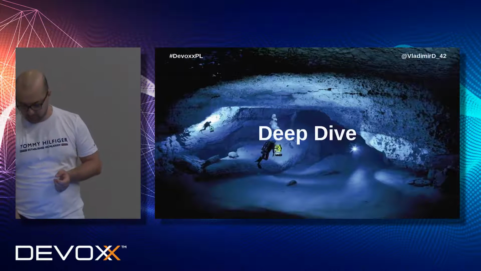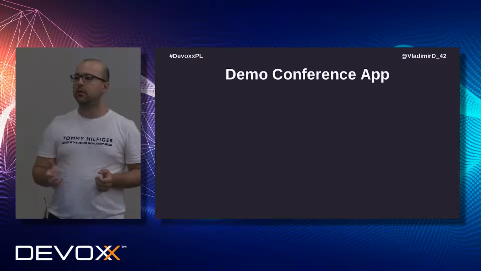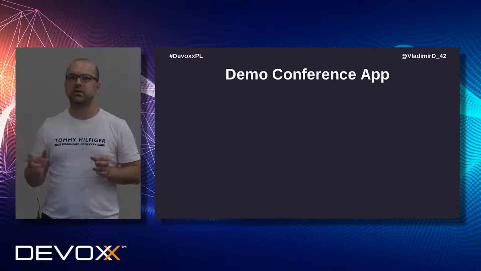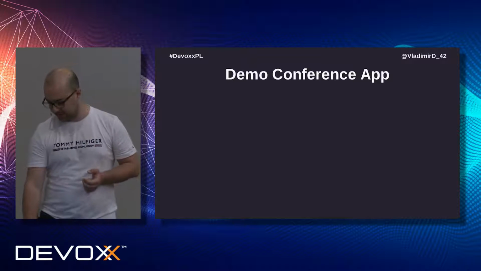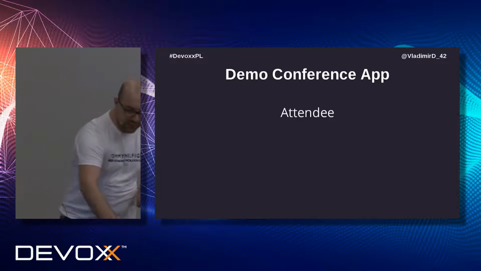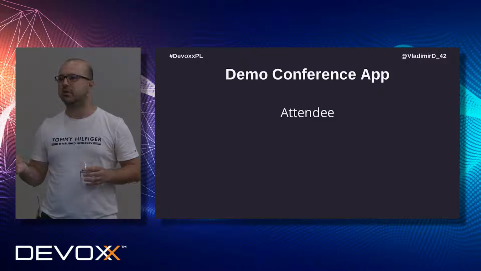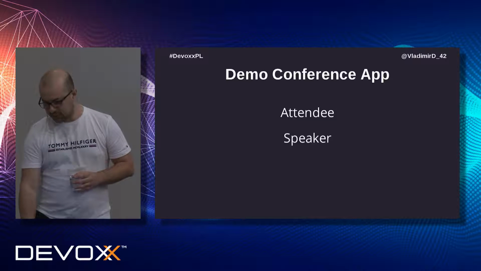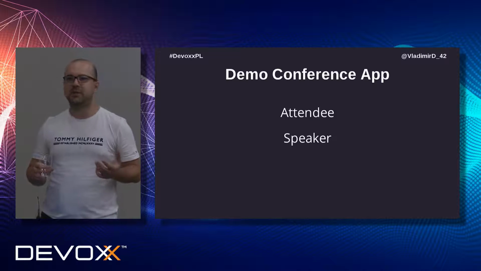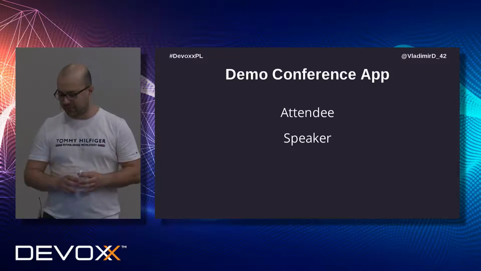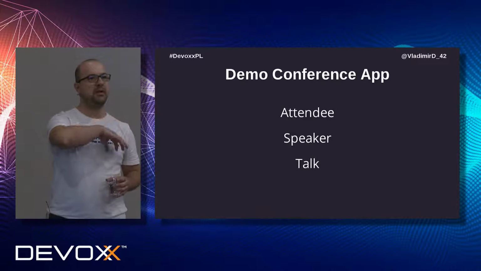Okay, so let's now go to the code. We are going to build a demo conference application. It's a very simple app, but it's something that I think everybody should understand, hopefully. Like every conference, we can't have a conference without attendees, right? Because if there are no attendees, what's the point of a conference? Also, we need speakers, because somebody needs to give the talks. If there are no speakers, then what are you going to do at the conference? And of course, we need the talks, the thing that connects the speakers and attendees.